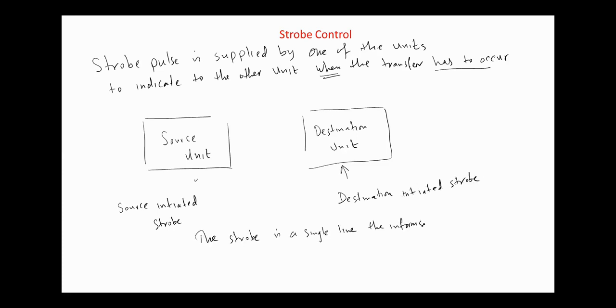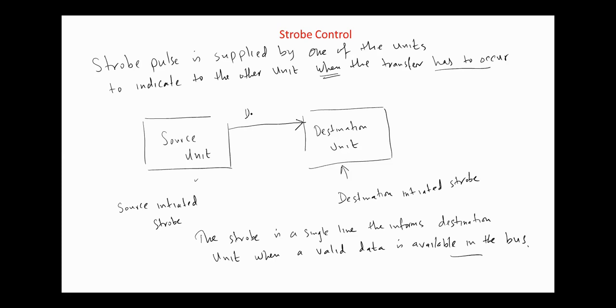The Strobe is a single line that informs the destination unit when a valid data is available in the bus. The data bus carries the binary information, and the Strobe, which is a control signal, informs the destination that a valid data is available in the bus.